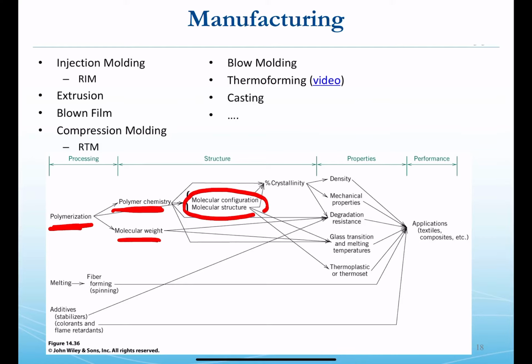details on how the molecule is configured or structured can affect if crystallinity is present, and clearly that affects things like the density, the mechanical properties, degradation resistance, things like that. These other thermal properties like the glass transition temperature or melting of the crystals, the lamellae that we know about now, those are also related to molecular weight. And ultimately the selection of either a thermoplastic or thermoset is linked to the polymer chemistry and molecular structure.